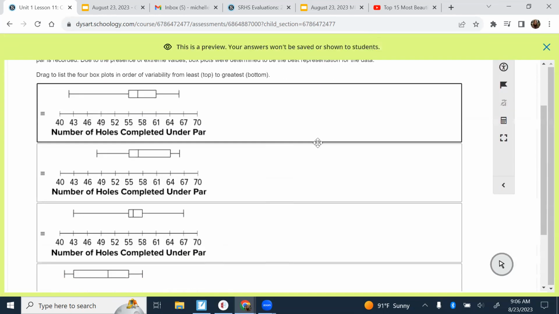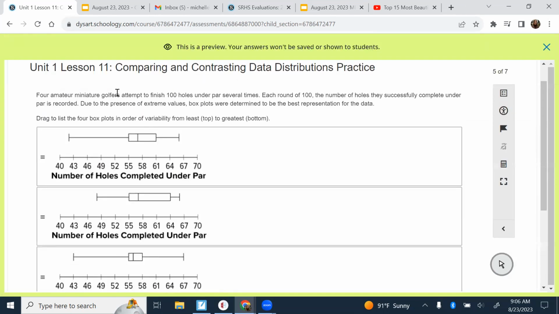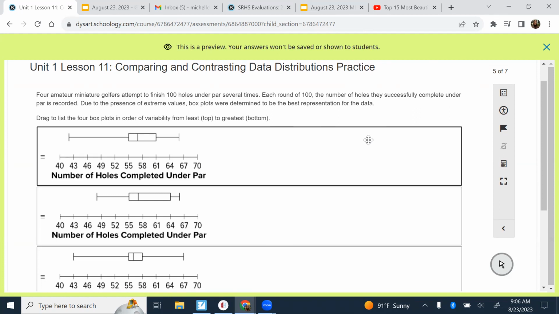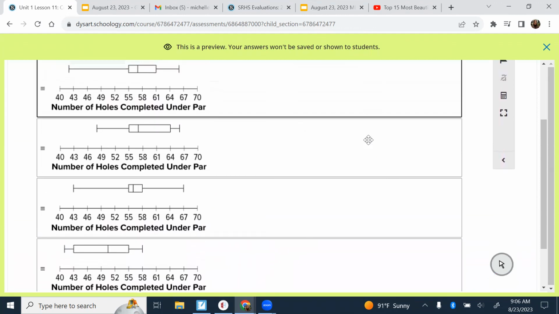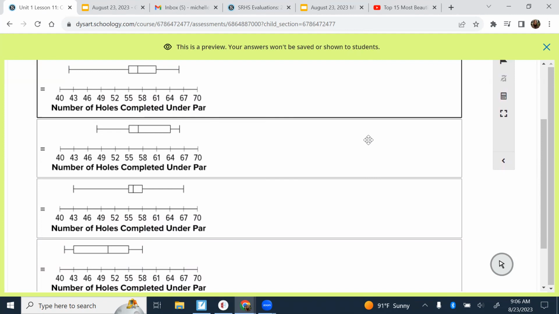Okay, so we have miniature golfers attempting to finish 100 holes under par several times. What it's about really doesn't matter if we're talking about variability. We're looking at how spread out it is. So in that case, and yours might be in a different order, if these are my 4 box plots, which one is clearly the most spread out? Like we can start there.